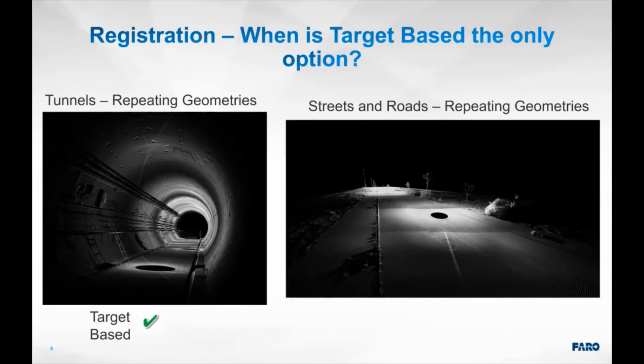Another example of repeating geometry and lack of geometry is big open roads. So your crash investigators and things like this, again, should be using targets to help with this. Because again, it would be so hard to even visually place scans yourself in such an environment. If you have lots of buildings around you, then maybe you'll get away with cloud to cloud. Sometimes you do. However, if you want to be safe, get the spheres set out.